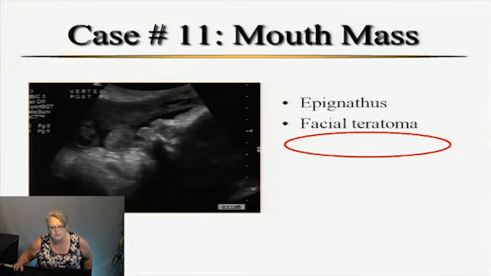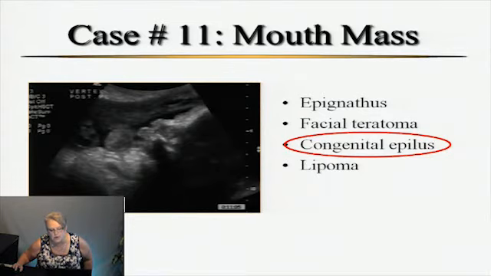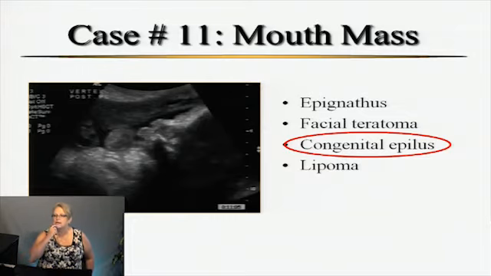So epignathus was one of the differentials, the facial teratoma, a congenital epulis, and then the lipoma. So that's what it was. It's actually that little stalk you saw coming down into the teeth buds. So it's this soft tissue mass that's on a stalk, and then it's like a big old pacifier that the baby was sucking on. Very rare. I've seen 2 in 36 years. It's very rare.